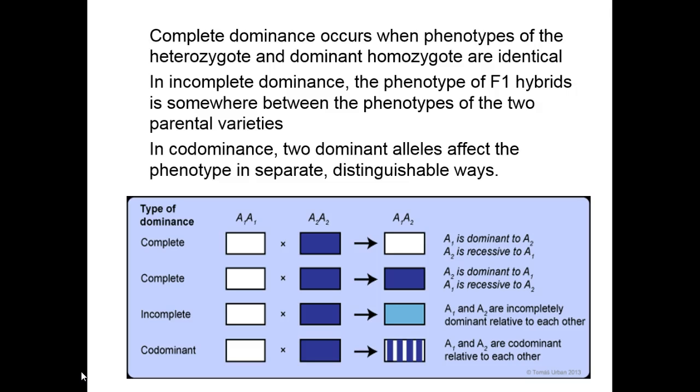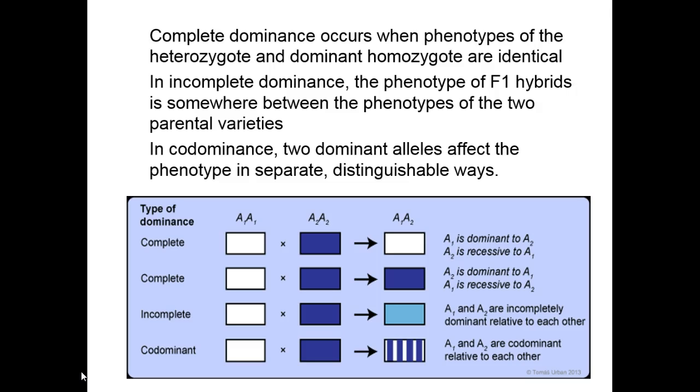Then there are different types of dominance. So we talked about big R being the dominant allele and little r being the recessive allele, depending on what you want to use for that. But we find that isn't always the rule; it doesn't always hold. Complete dominance can occur when the phenotypes of the heterozygote and dominant homozygote are identical. But you can also have incomplete dominance.